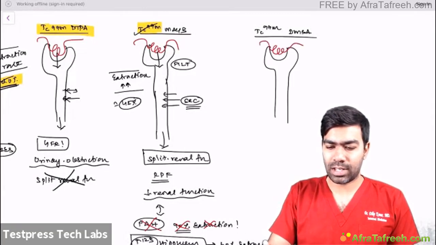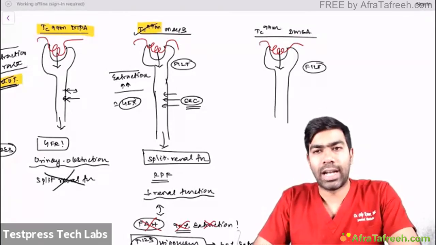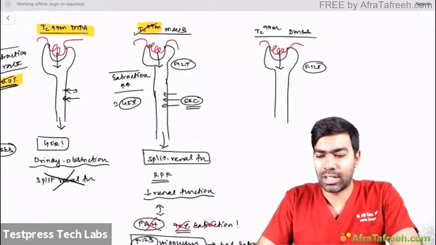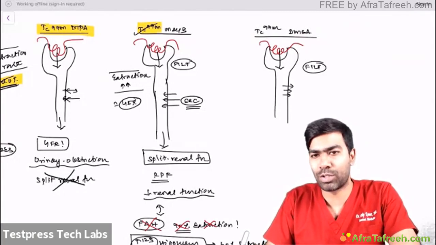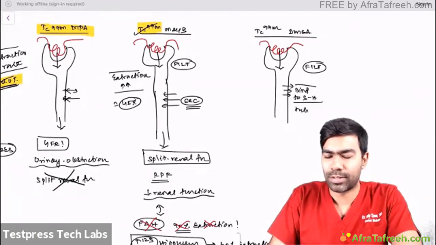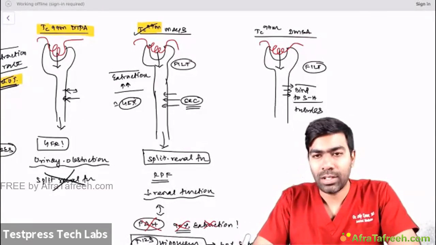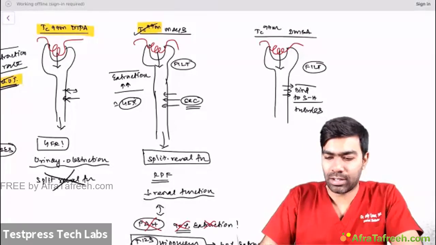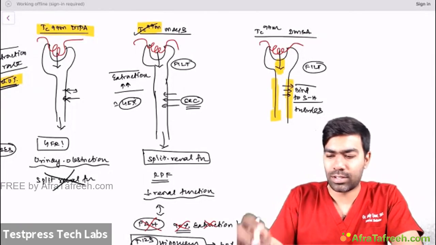This DMSA can enter the kidney by filtration, of course. And after entering the kidney by filtration, they bind to the tubules. They're not reabsorbed. Understand? It's not like reabsorption. They actually bind to the sulfhydryl groups in the tubules, which means they are retained. They are filtered and they are retained in the tubules. So that is the idea here.